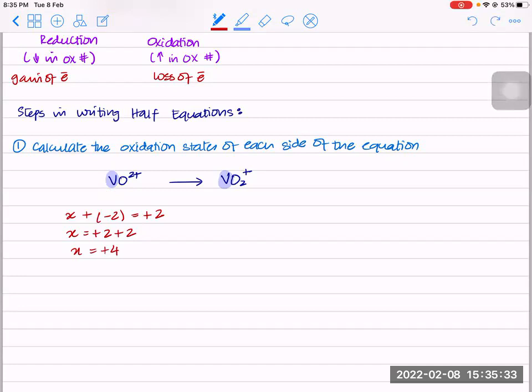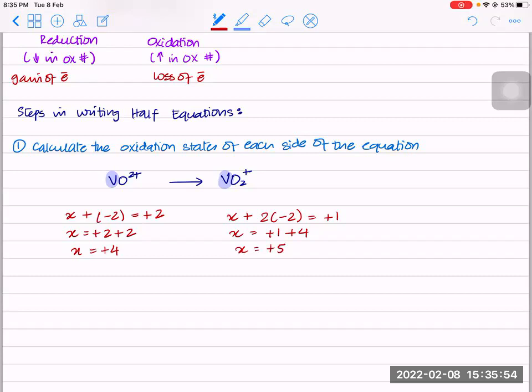Let's see vanadium's oxidation state here. It will be X plus, now you have two oxygens. Each oxygen is -2, so you will do 2 times -2, and the whole thing is equal to +1. You calculate this, X plus -4 equals +1, and X comes out to be +5.